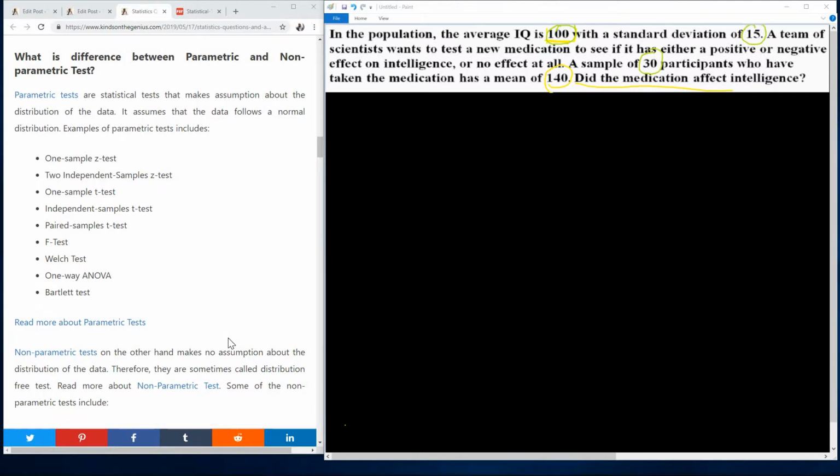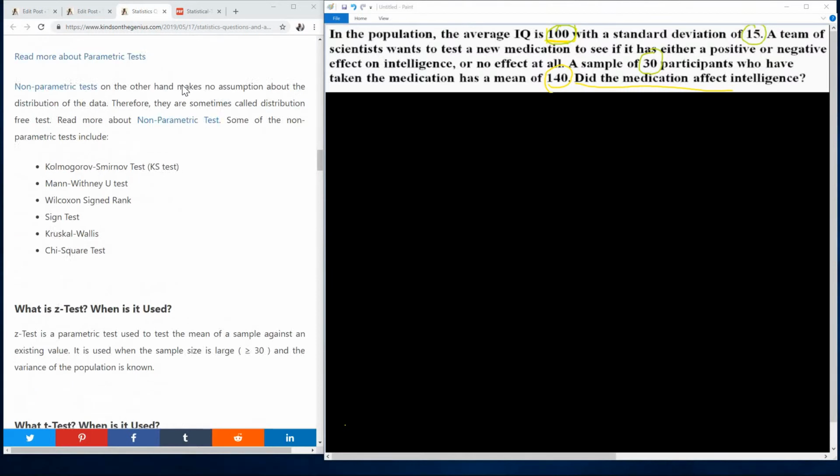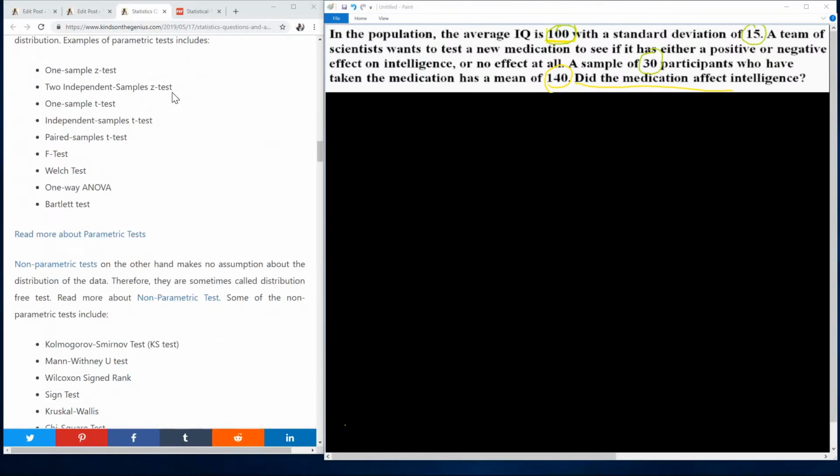My name is Kainton the Genius, and today we are going to be solving a typical problem in hypothesis testing. So this follows from the previous tutorial where we actually decided the kind of test we are going to carry out. So we have parametric and non-parametric tests, as you can see here. We'll actually be moving up and down this page.